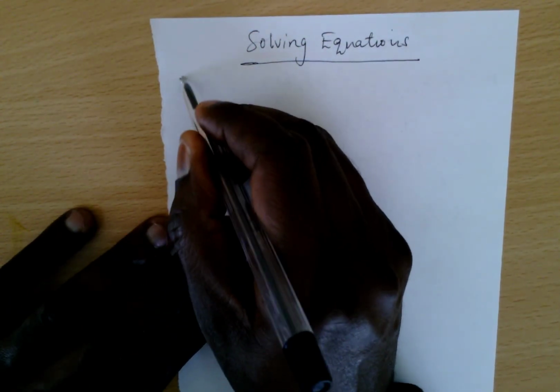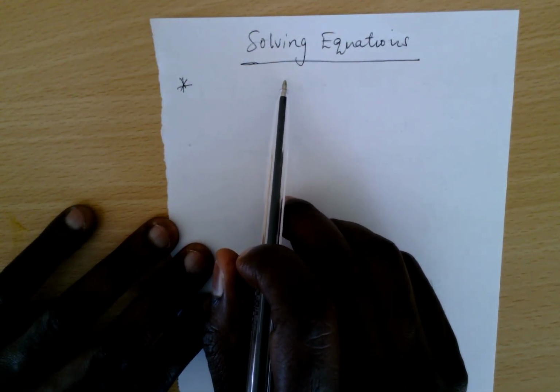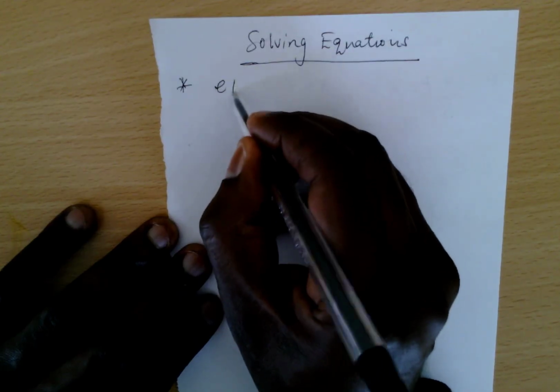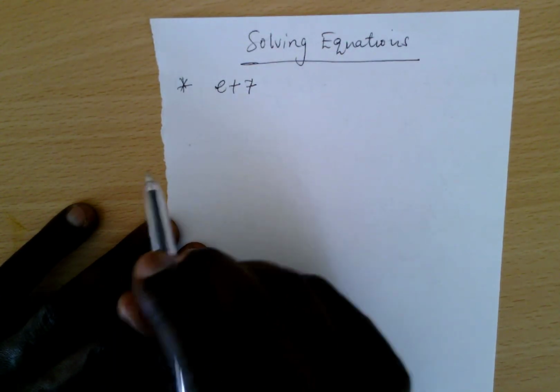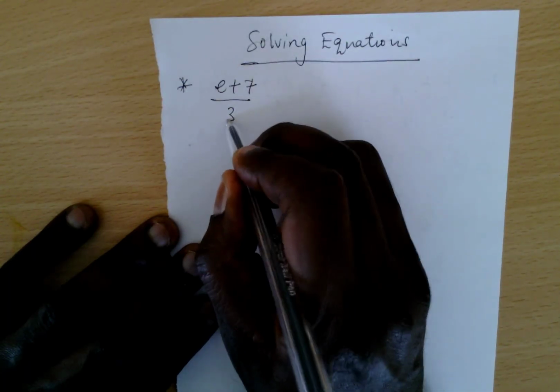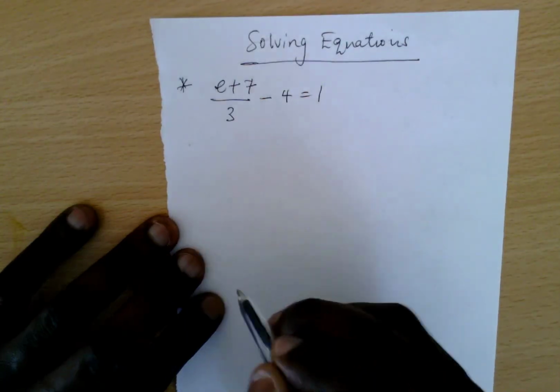We are here to solve equations. I have a few examples for you here that will help us master this. We have (e + 7) divided by 3, subtract 4, is equal to 1.